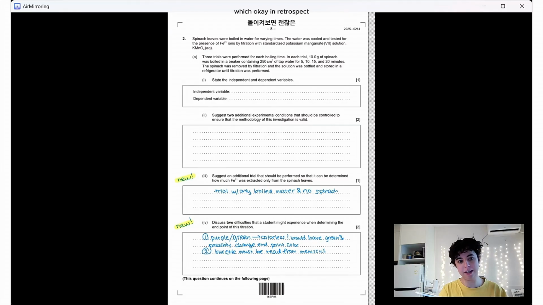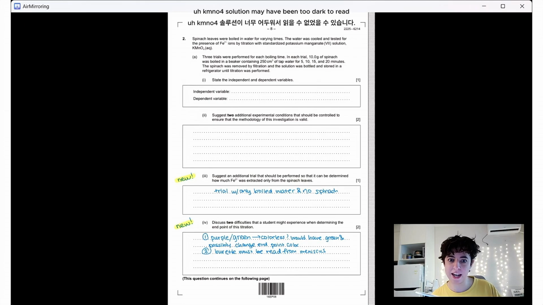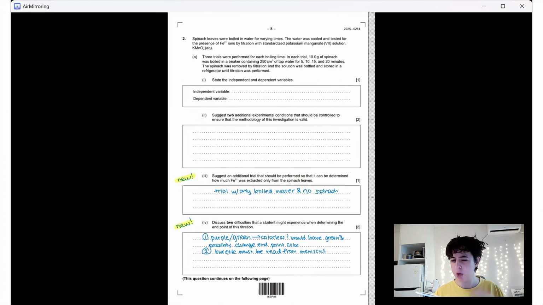Which, okay, in retrospect, I do feel like kind of makes sense because those are the 2 most common things in the evaluation of a titration IA: oh, the color change was kind of wonky, and maybe I didn't read it from the meniscus. Those are the two kind of big things, and so that does kind of make sense now that I'm thinking about it. The other option that you could have put was that the KMnO4 solution may have been too dark to read, which I don't think makes sense. Oh, okay. So it would like cover. Okay, I see it now.